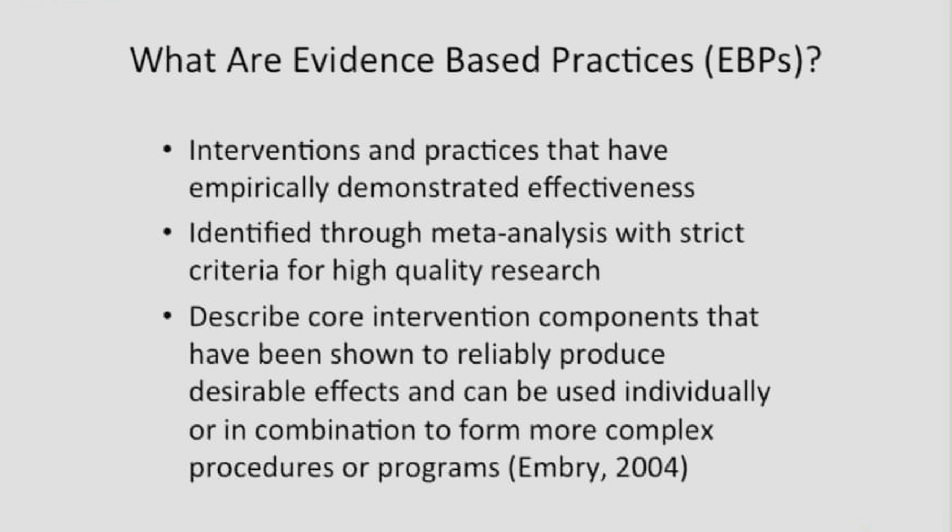So EBPs are interventions and practices that have empirically demonstrated effectiveness. So science has shown that these are effective intervention strategies. And the evidence-based practices are typically identified through a process called meta-analysis, which looks at a broad range of research that's been done over the years. It creates very specific criteria or thresholds for what is considered a high-quality research study, and those that meet that criteria would then be considered evidence-based practices. And the core intervention components that have been shown to be desirable or evidence-based can be used singularly or in combination with each other, and we'll get into that with the targeted and comprehensive interventions in a minute.